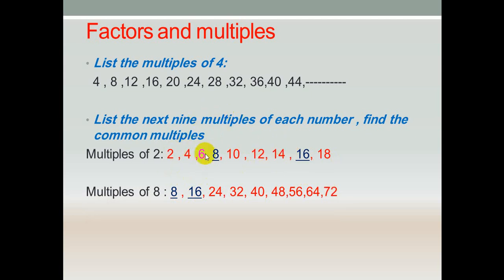And what are the common multiples between 2 and 8? Here, underline 8. 8 and 8 are common multiples. And here 16 and 16. The common multiples are 8 and 16.